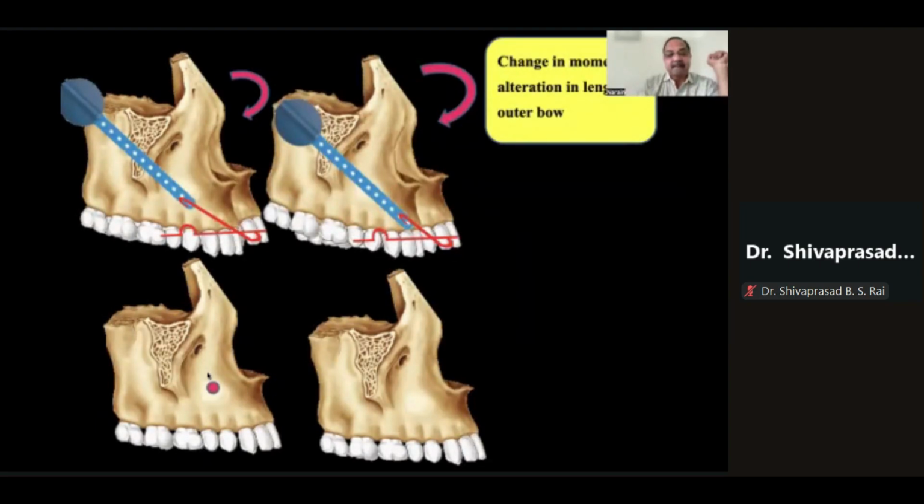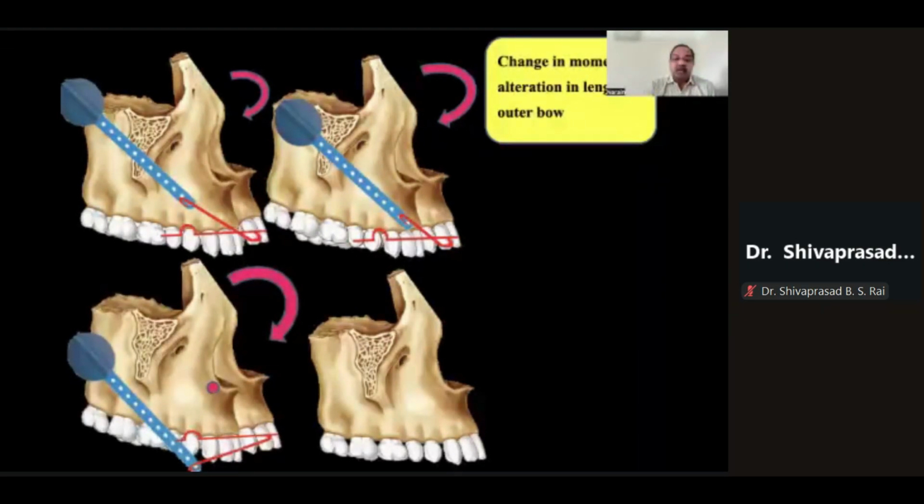Now here, when the forces are traveling below the occlusal plane, that was above the occlusal plane, here below the occlusal plane, you have a larger outer bow. This is the distance to the center of resistance. You will see that there is again a clockwise movement, which is even larger than this because the distance has increased again.